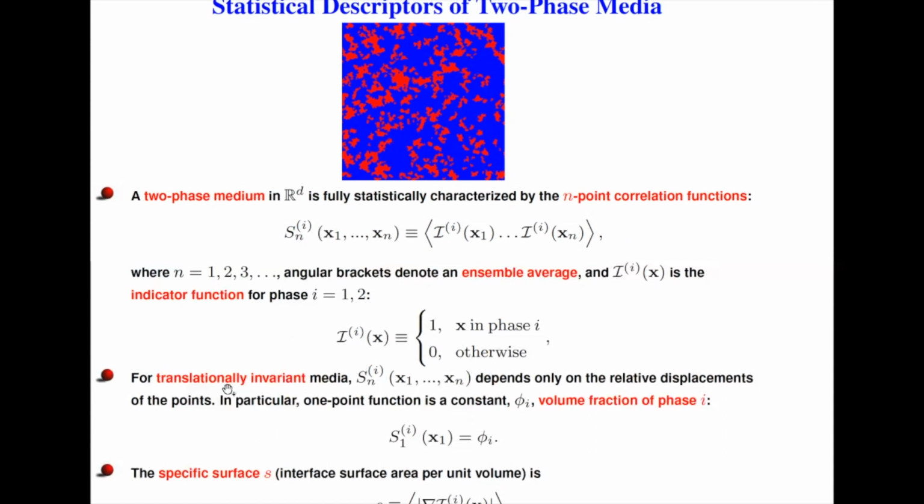Now, if the system is translationally invariant, in other words, it's statistically homogeneous, then these quantities only depend upon the relative displacements, not the absolute positions of x1 to xn. And in particular, in the 1-point case, S1 is simply the volume fraction of phase i. Another important quantity is the specific surface, and you can define indicator functions for the interface, as it turns out, which is going to be the absolute value of the gradient of this indicator function. So you can think of this as a generalized function. So this would involve Dirac-like functions. And if you take the ensemble average of that, that gives you the specific surface, the interface surface area per unit volume. And then you can define all kinds of higher order versions of the surface correlation functions that I will not have time to describe.